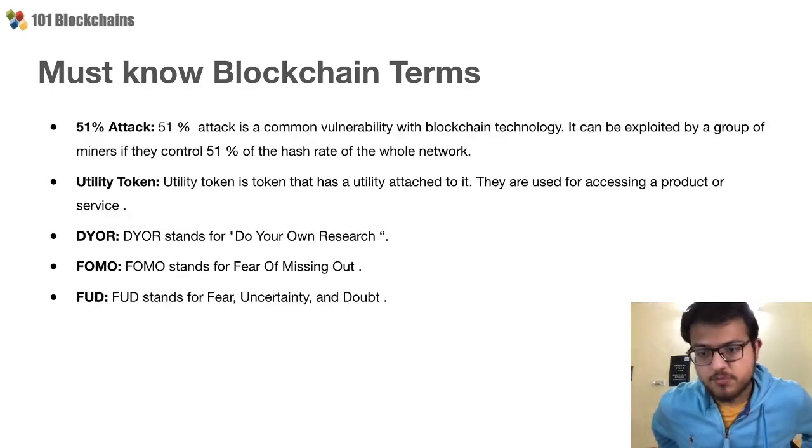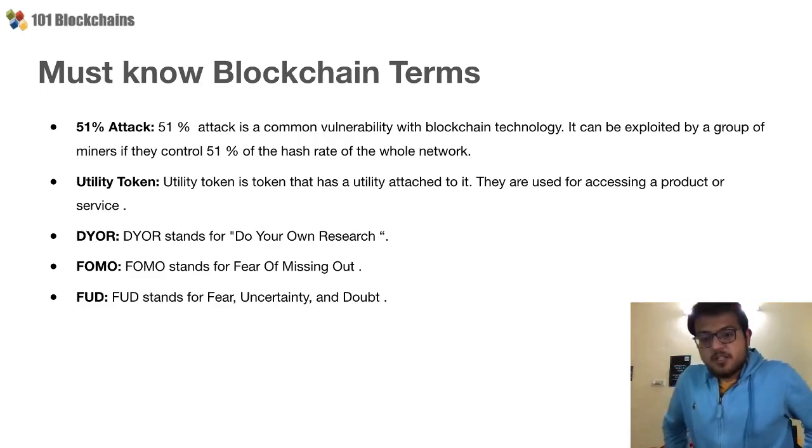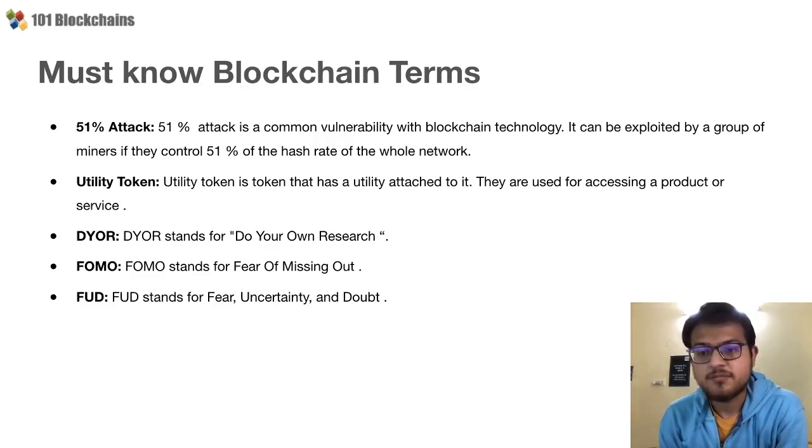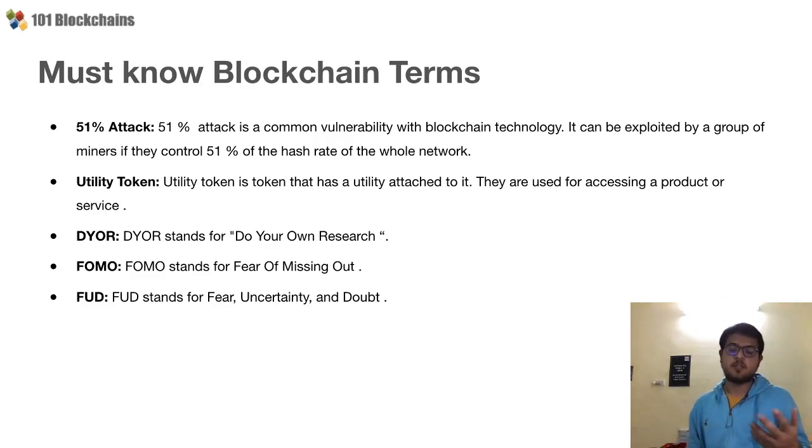And some more must-know terms. The 51% attack. This is a common vulnerability in blockchain technologies. It is exploited by a group of miners if they control 51% of the hash rate of the whole network. That's the idea represented: a blockchain network can go down. That's the problem, basically the control of the network, because when it becomes 51%, it's centralized. So if something is 51% centralized, it's controlled by them.